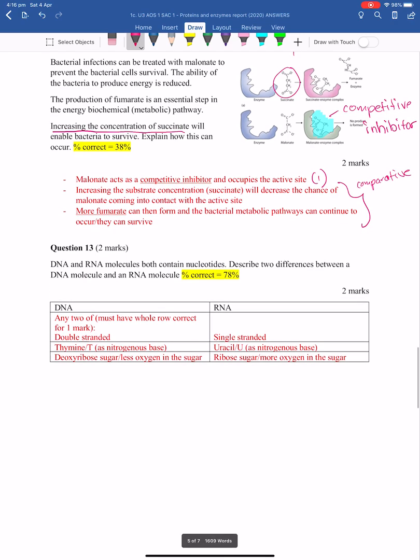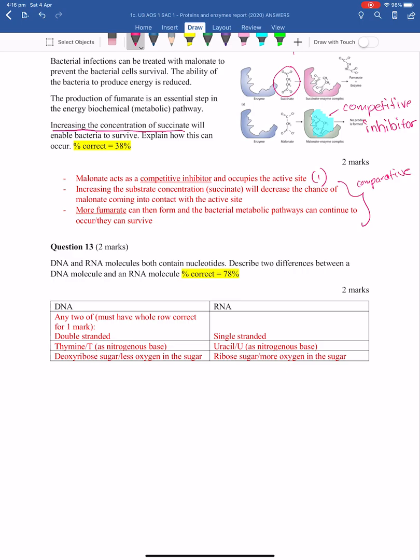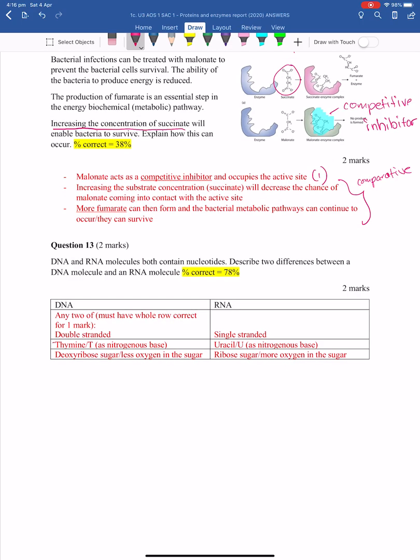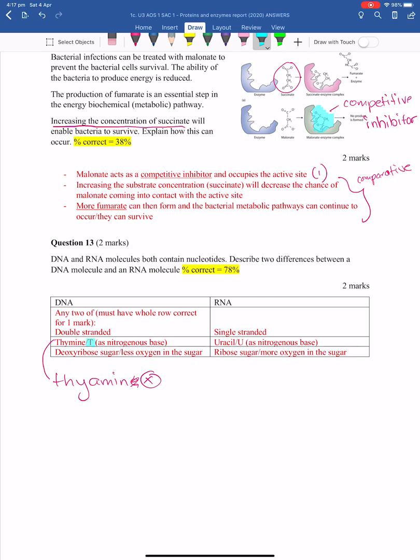Next one, pretty good, DNA versus RNA. Just be careful on your spelling. Last year's exam, they didn't accept this one, because it was too close to a different concept, not necessarily thiamine here. If you can't remember how to spell them, guys, just use the letters. They accept it on the exam, so we'll accept it here. So you can just say T or you can just say U.